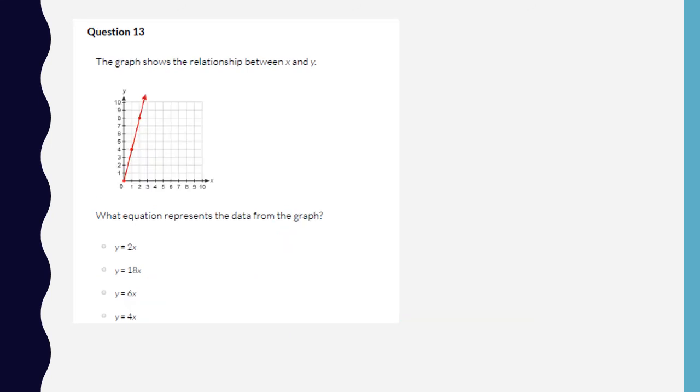Okay, which equation represents the data from the graph? So I see here that I went over 1, up 4. So I have a point of 1, 4. Then I have a point, I go over 2 and up 8. I see a pattern here. I had to multiply what by 1 to get 4? That was 4. And I also multiplied 2 by 4 to get 8. So I think this one's my answer, but I'm going to double check it.